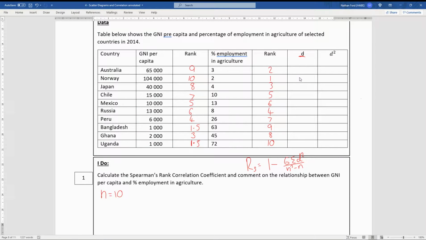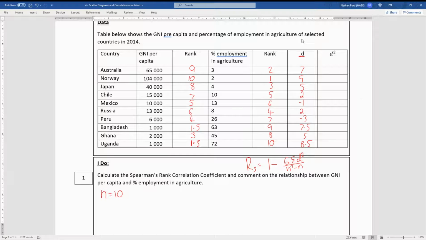So the difference between these ranks, this one's 7. This one here is 9. 8 minus 3 is 5. 2, -1, but it doesn't matter, which is why we do D squared. 2, -3, 7.5, 5, and 8.5. All right, now I'm going to pause this and do this next section.